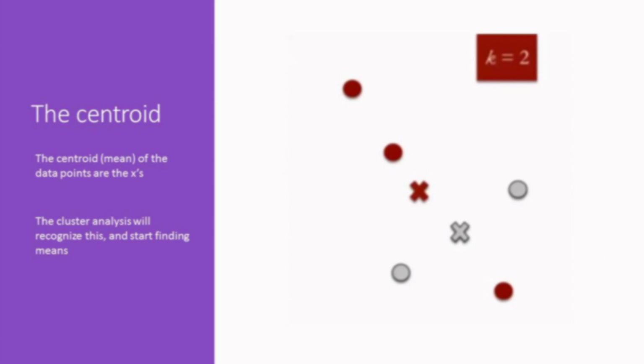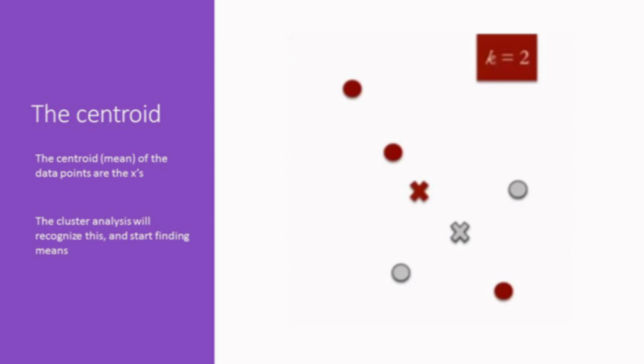And so the cluster analysis is starting to recognize means. This is good news. We want this. We want to make sure that our groups, our cluster groups, have averages. There has to be some sort of stability inherent within each cluster group. So the cluster analysis will recognize this and it will start finding the means. This is very, very important as the system is running.